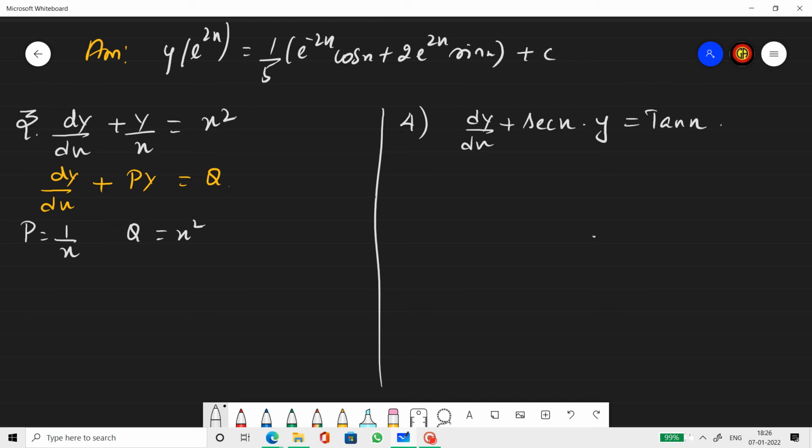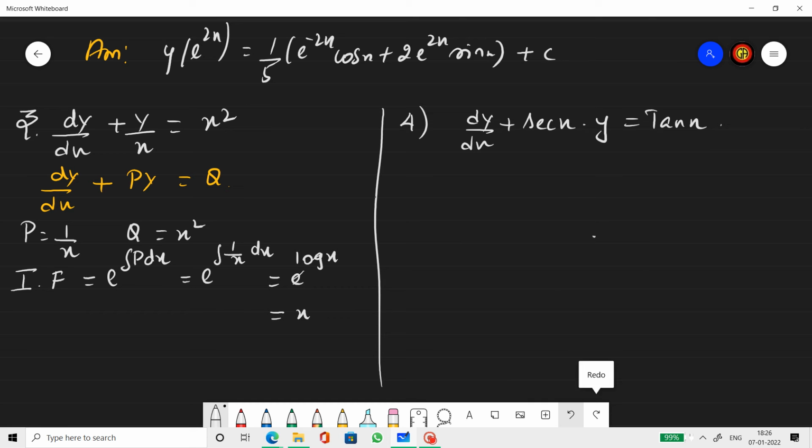So, after you identify p and q, the next step is to find the integrating factor, which is e to the power of integration of p dx. E to the power of integration of 1 by x dx. Integration of 1 by x is log x, and e power log x is what? x, because exponential and logarithm are reverse forms of each other. So e and log will get cancelled. So it is just x. So that is the integrating factor.